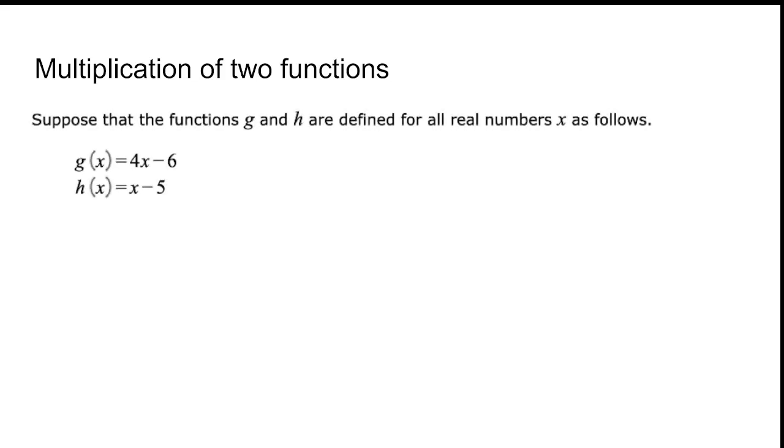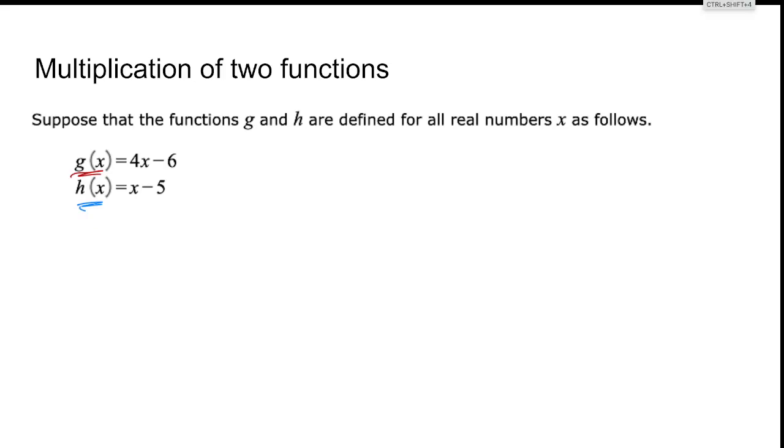Multiplication of two functions. So we're given two functions here, little different ones. We're told that they're defined for all real numbers of x, and so their domains is everything. And what we need to do now, again, let's go ahead and do one as a red function, one as a blue function.